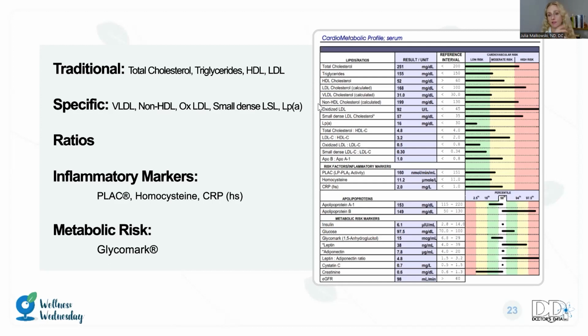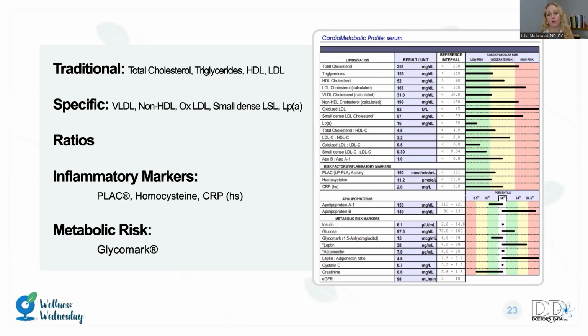Non-HDL, this is everything besides LDL. So this is a very important value here. We'll look at that oxidized LDL, the small dense, that lipoprotein A, and then we're going to look at the ratios. So how much of the total cholesterol is HDL? We're looking at that LDL to HDL ratio. We're looking at how much of the total cholesterol is oxidized, how much of that total cholesterol is small dense, so we know that.